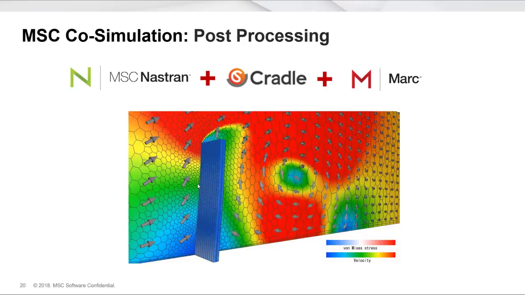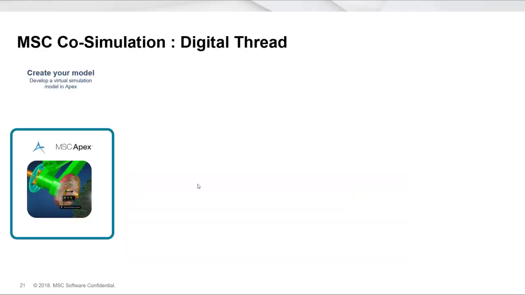So, how do you actually do that though? That's a key question. Right, so from a digital thread perspective, the first step is to start building a common simulation model. As I've said already, for MSC users, this increasingly occurs in MSC Apex. Once we have that common simulation model, we can then prep that model for the individual simulations in which we're going to be interested in.